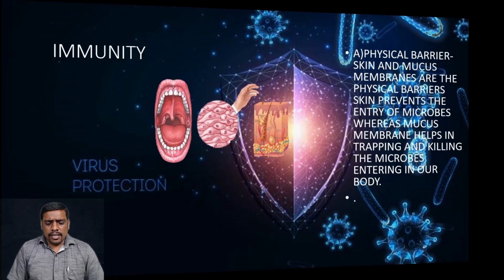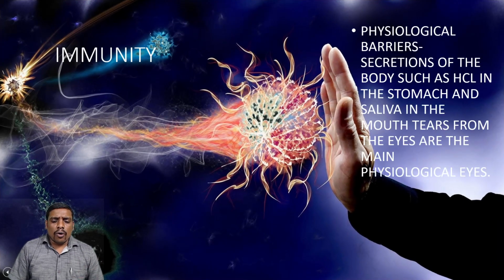Now, let us see a few more interesting points about the second type of barriers in the innate type of immunity, that is physiological barrier. What are physiological barriers? Physical is different, physiological is different. Physiological barriers are nothing but the internal ones, we can call them functional or internal.